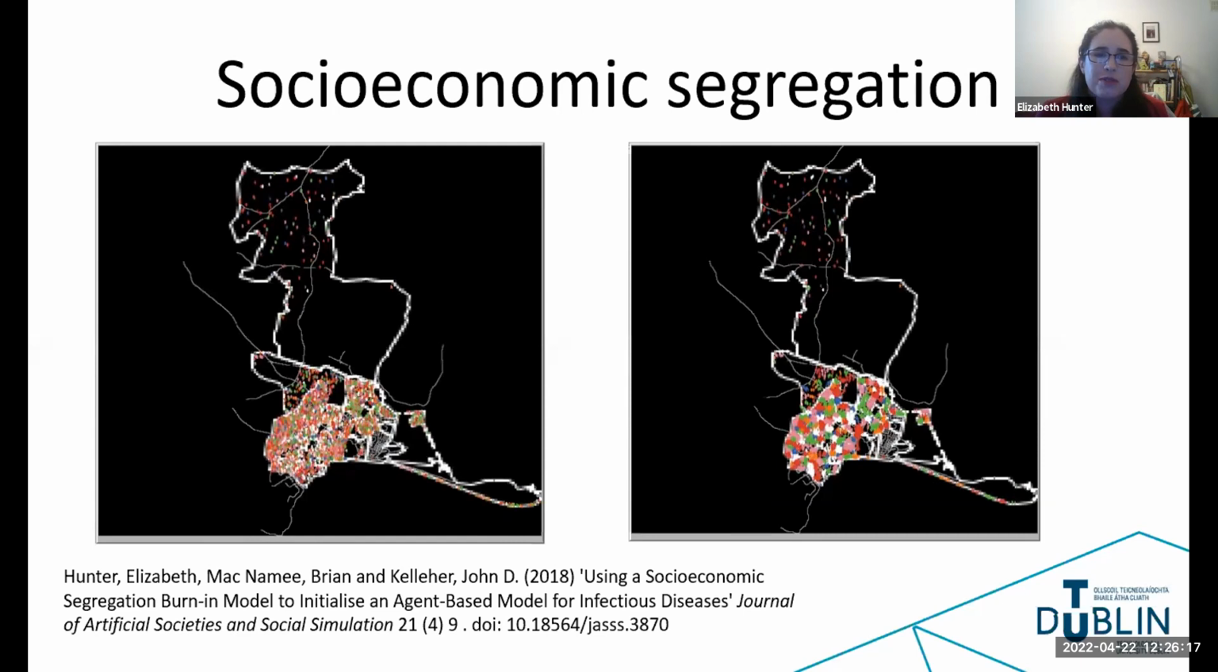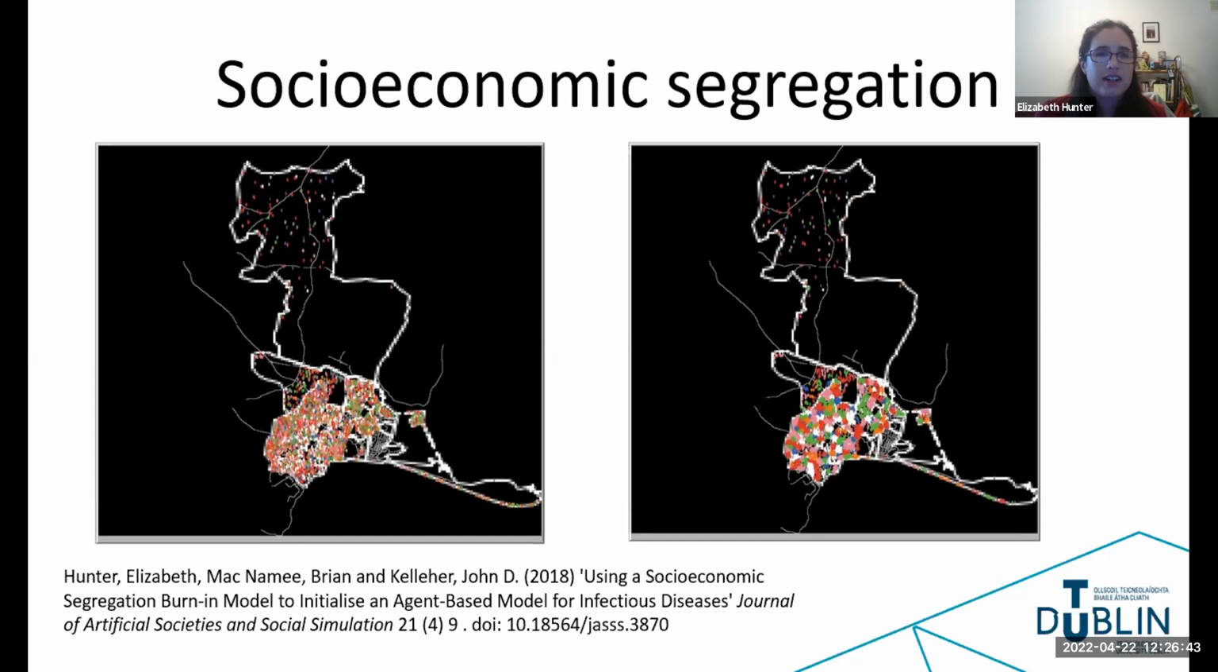So we created a burn-in model to initialize our model. We set up the model, put in our society or environment, and then did a Schelling-type segregation model where the agents were allowed to move. Agents would look around at their neighbors, and if they were in the minority of socioeconomic status within that neighborhood, they would look for an open house in the town. And if they found one where they were in less of a minority, they would move there.